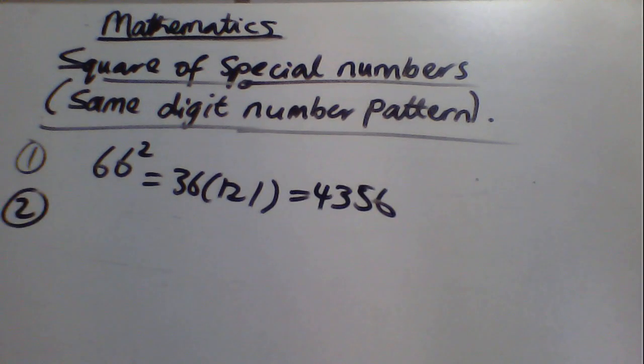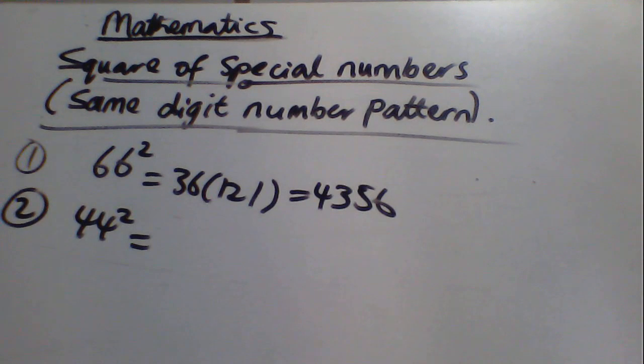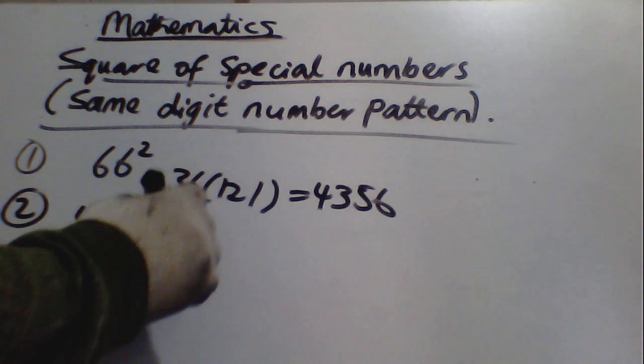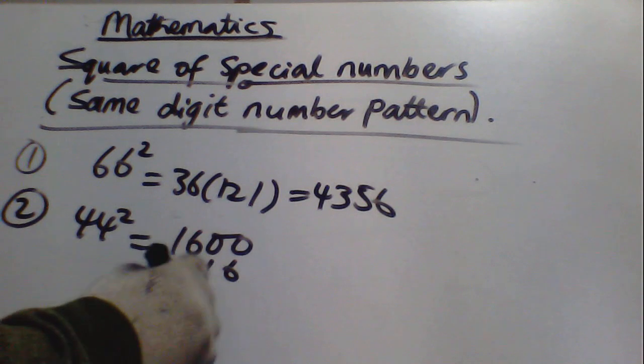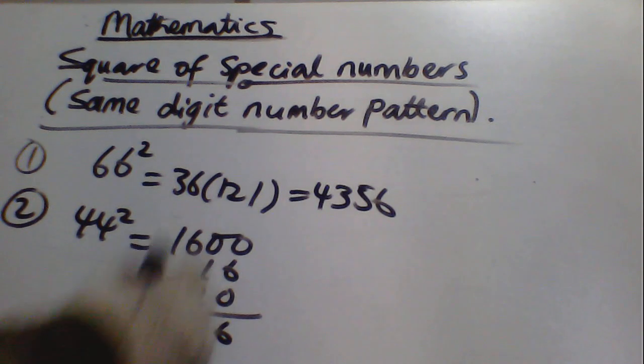The second one is 44 squared. How do I do it? Then in this case, how do we do this? You have squaring it, you have 1616, you have 320 divided by, you add up 91.